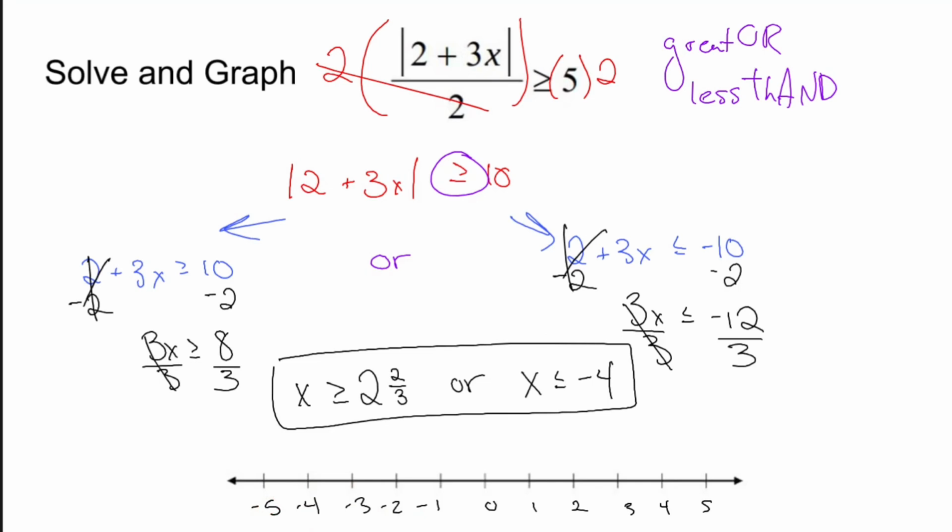If I want to graph the one on the left, 2 2/3 is going to be right around here, so let's put a circle around here. Why am I filling it in? Because it's equal to, and we care about any number to the right of it, greater than that, so we're going to shade everything to the right. Bada bing. What we care about with this one is everything at negative 4 and smaller than that.